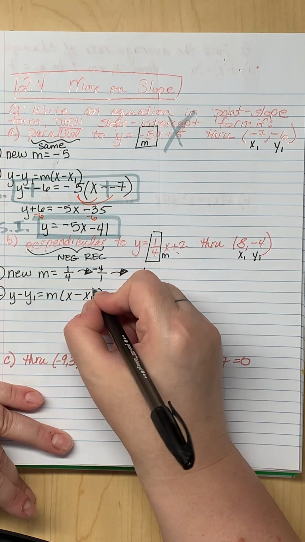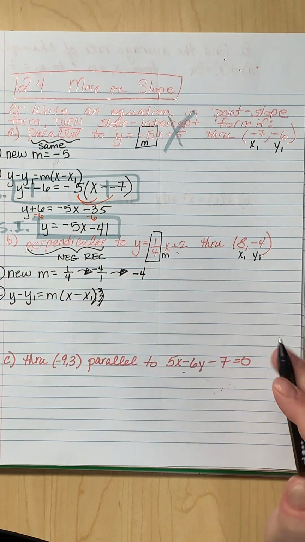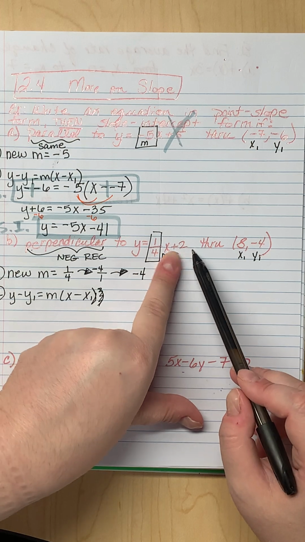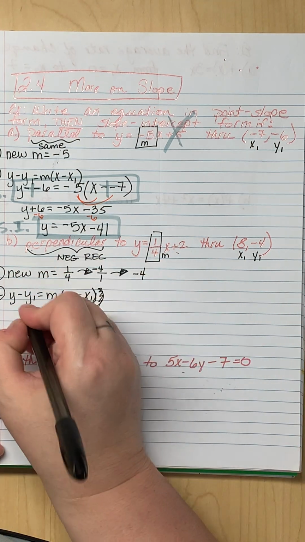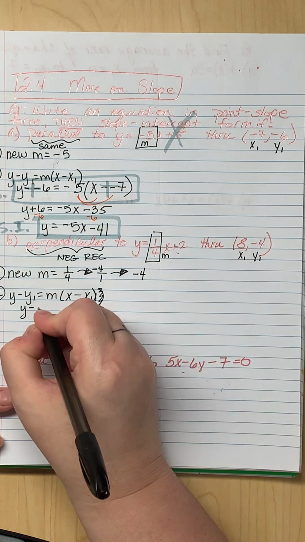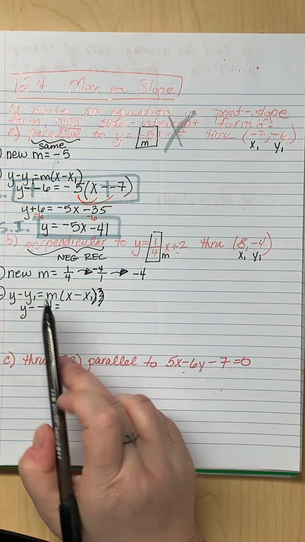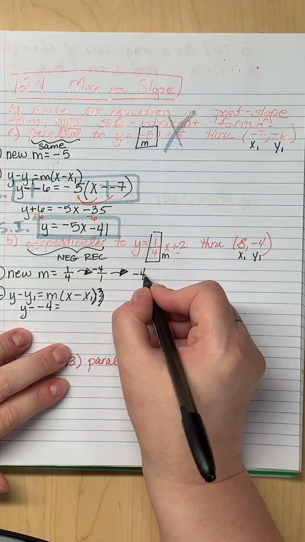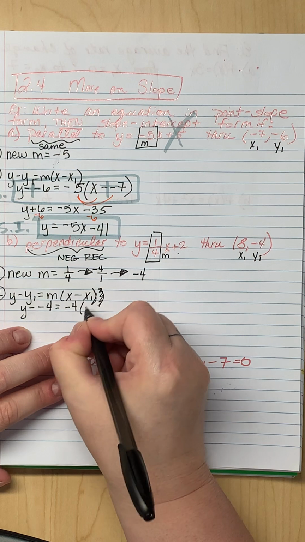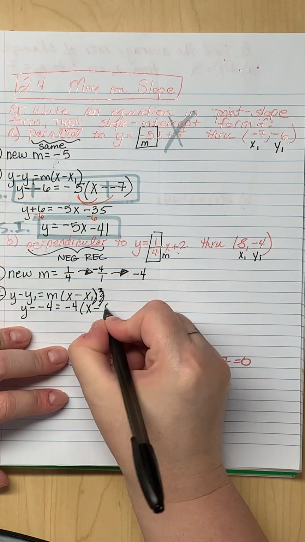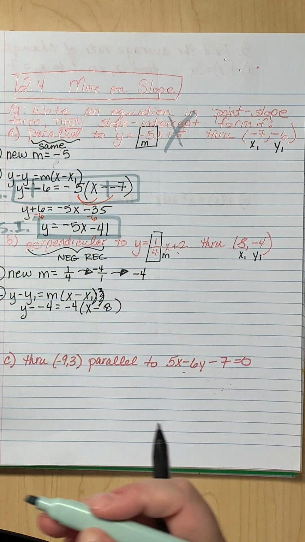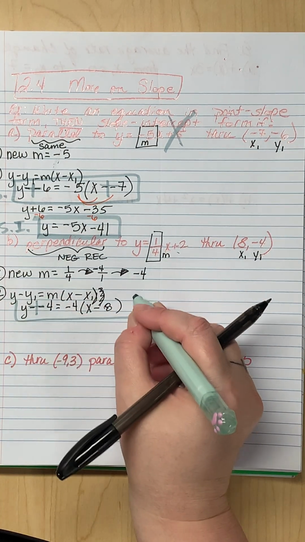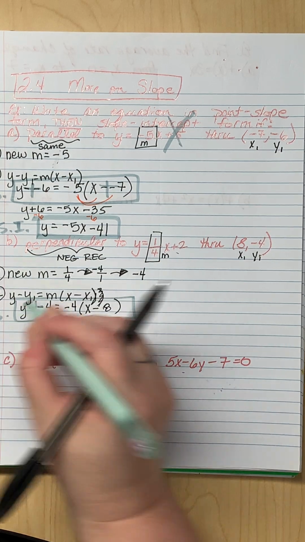Okay, so remember, we don't use that +2 y-intercept for anything. So we got y minus y1, negative 4, equals my new slope, not the 1/4, what we got when we flipped it upside down, this negative 4, parentheses, x minus x1 is 8. Then you're going to clean up this double negative on that y minus negative 4. And that's your first answer in your homework for point slope.